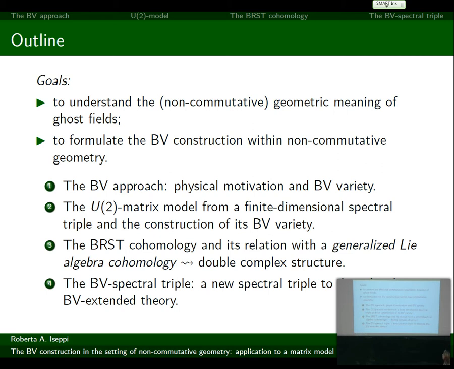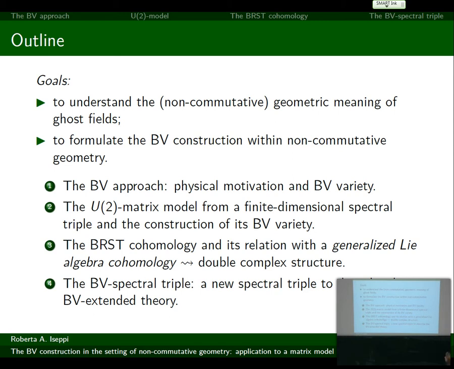And then I will introduce the mathematical notion to describe this construction, which is this BV variety. And then it will enter the game, the main chapter. This is our U2 matrix model. And for this model, I will show you what is the BV variety. And then we will talk about this BRST cohomology.